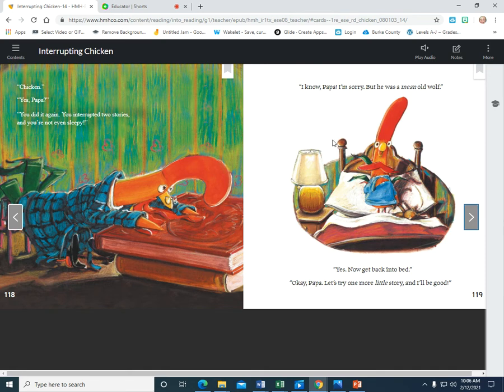So let's keep on going, but we can tell a lot about how Papa feels, and we can even tell how the little chicken feels because she says, "I'm sorry." And so maybe she is sorry. I don't know. But she says she's going to do better. So let's find out.